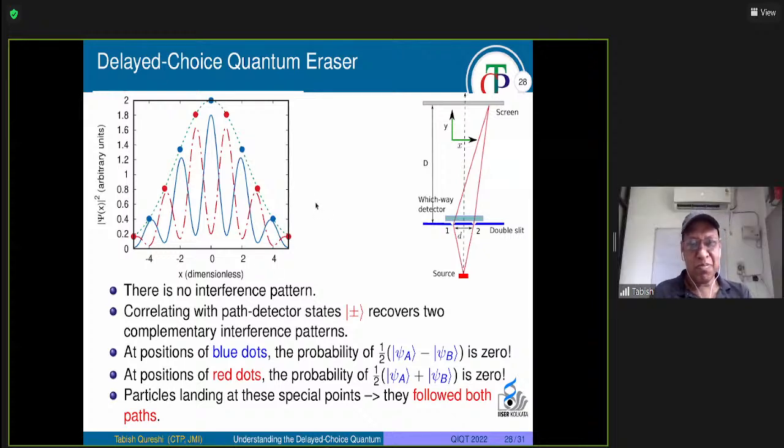So in a double-slit quantum eraser, what happens? This setup I had already explained: the particle is going through the double slit, interacting with the path detector and landing randomly at some points on the screen. Corresponding to one Q operator eigenvalue, you will get this blue curve. Corresponding to the other eigenvalue, you will get the red dashed curve. And both correspond to erased information.